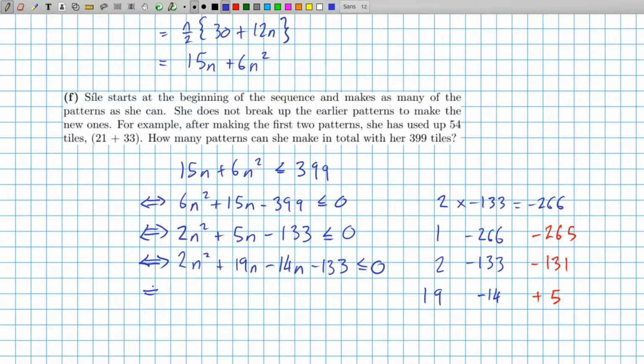And now I factorize by grouping. So between 2n squared and 19n, only n is common. So I get 2n plus 19. Between the 14n and the minus 133, a minus 7 is common. And I'm left with 2n plus 19. And that's less than or equal to 0. So I've got 2n plus 19 multiplied by n minus 7 is less than or equal to 0.